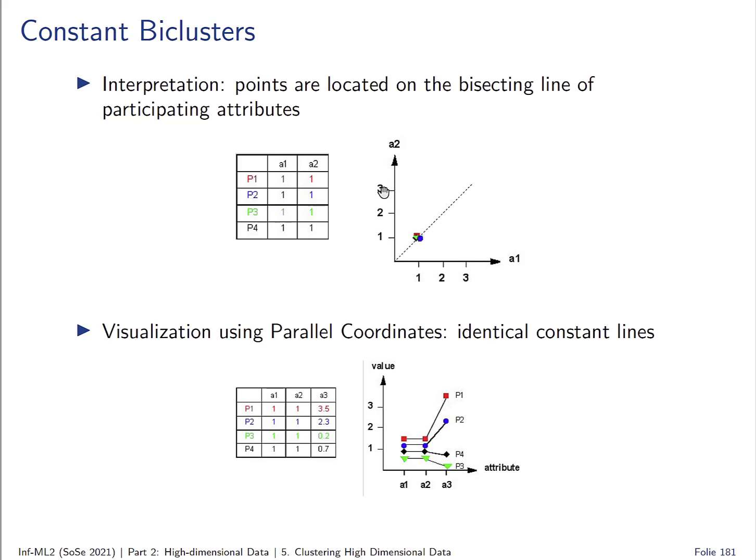Okay, so that is the basic idea. Once again, constant biclusters: in this submatrix we have a constant value in all row and column pairs, and that is spatially a special case of subspace clustering.